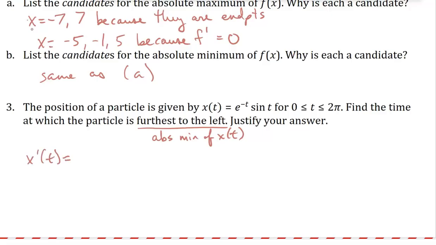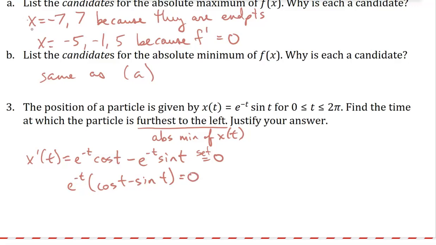So x prime of t is e to the negative t times cosine t, minus e to the negative t times sine t. I did use the product rule there. And I'm going to set this equal to 0. I'm doing this part by hand, but I'm going to end up using a calculator here in a second. So cosine t minus sine t. e to the negative t can never be 0, so I don't really have to worry about this one.